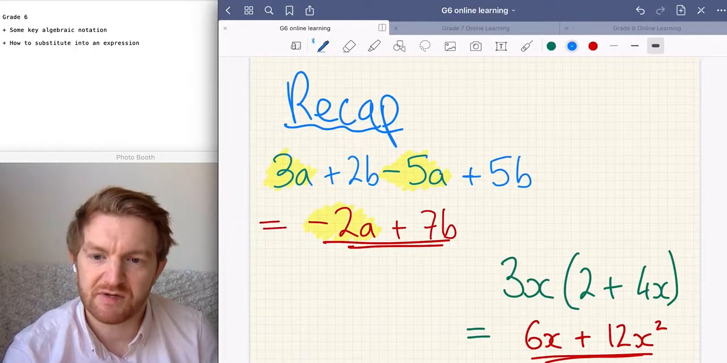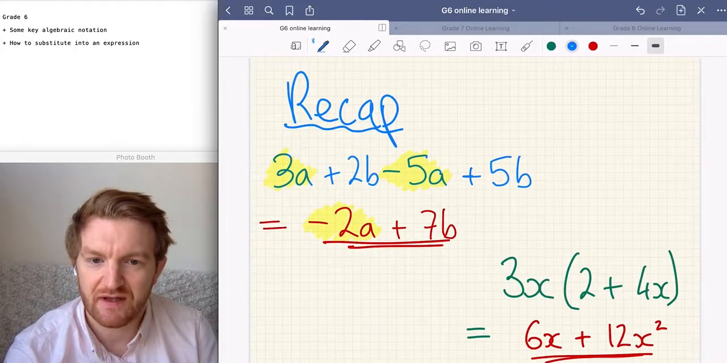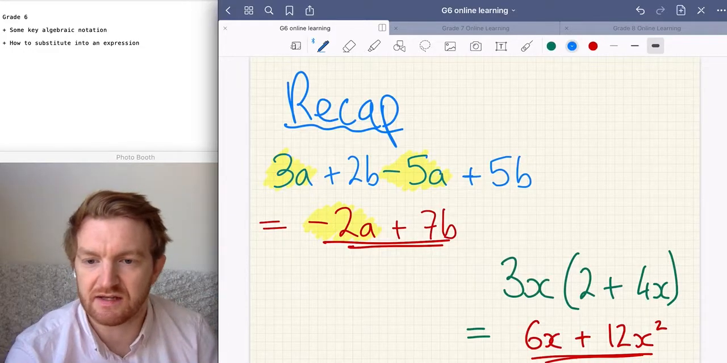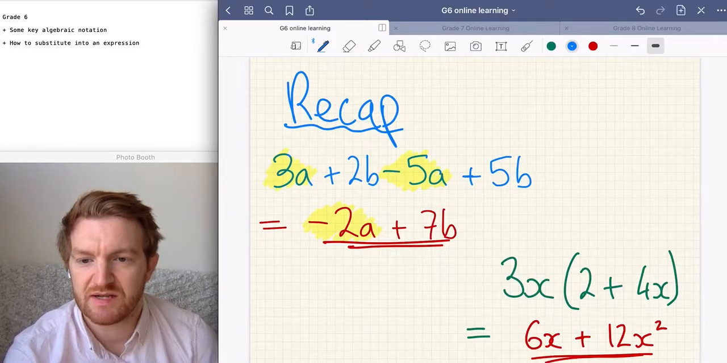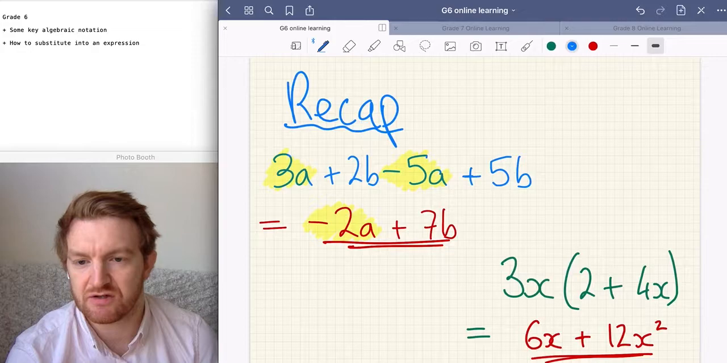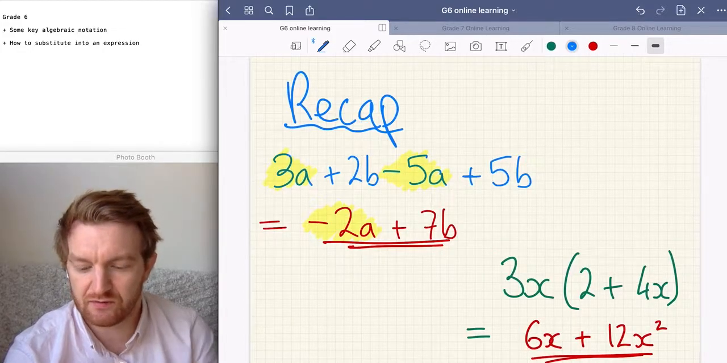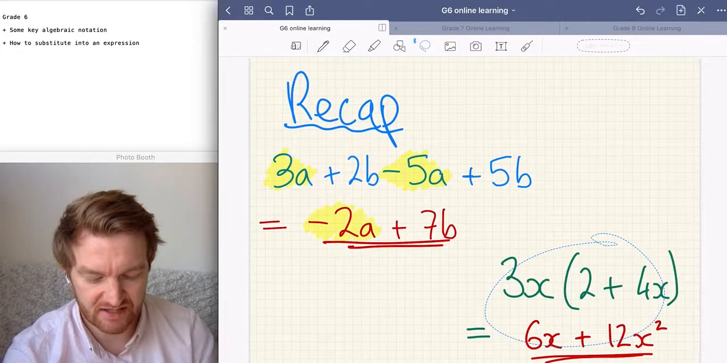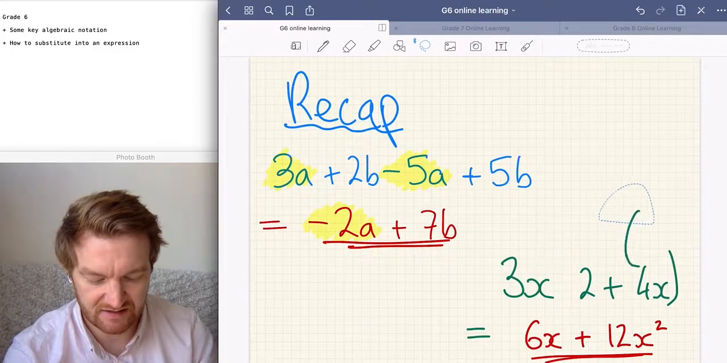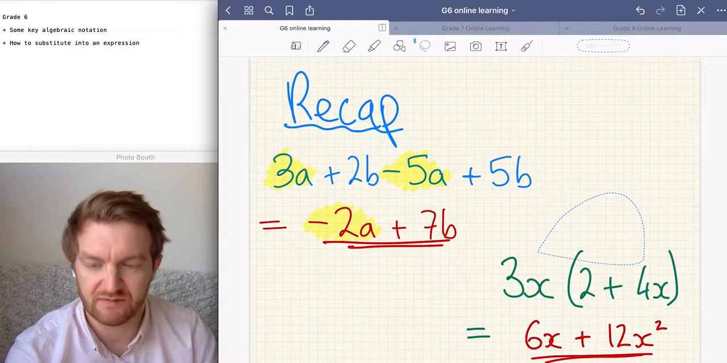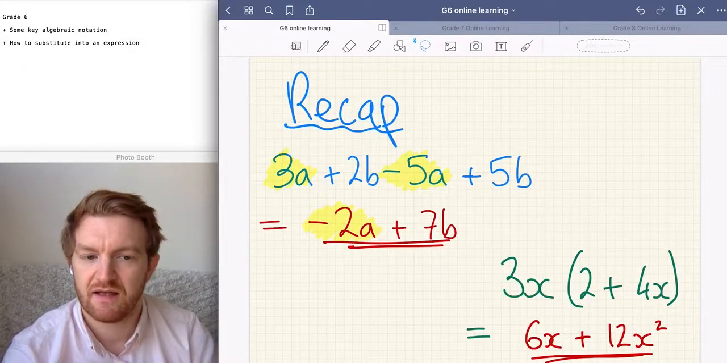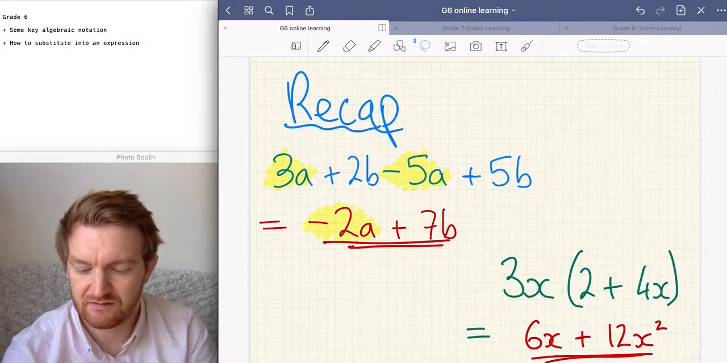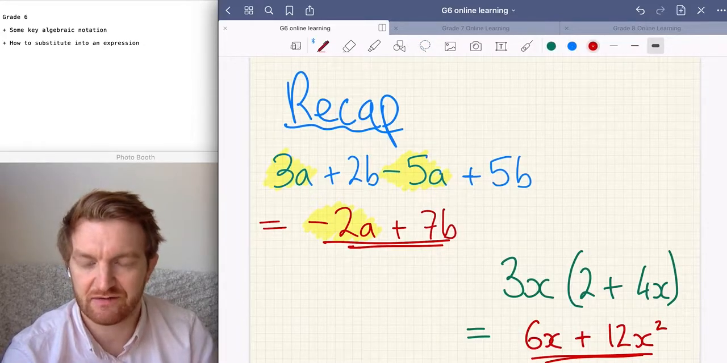So last lesson we looked at some simplifying. That's where, like, you can see I've coloured the terms in there. We can say A's go together, B's go together to collect like terms. We also looked at some brackets, and we said that when you've got something outside, it's like, oh, don't do that, 3x times 2, 3x times 4x. So let's jump straight in with recapping some other stuff that we did last lesson.